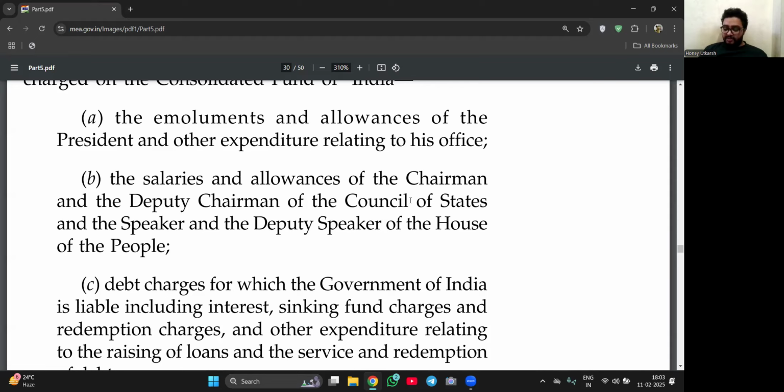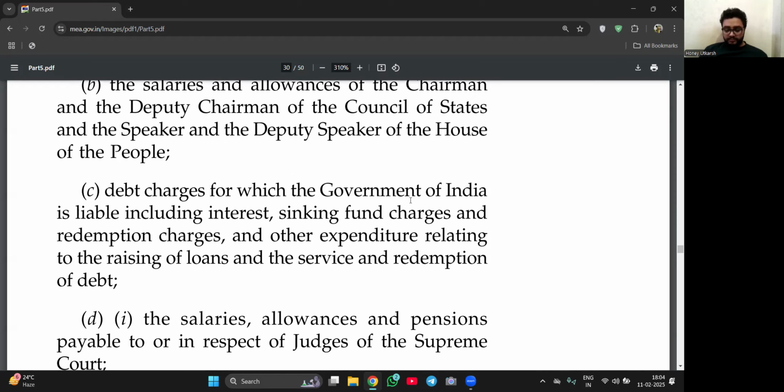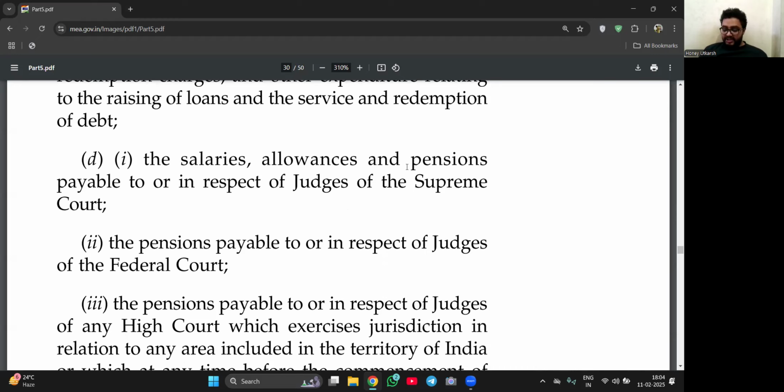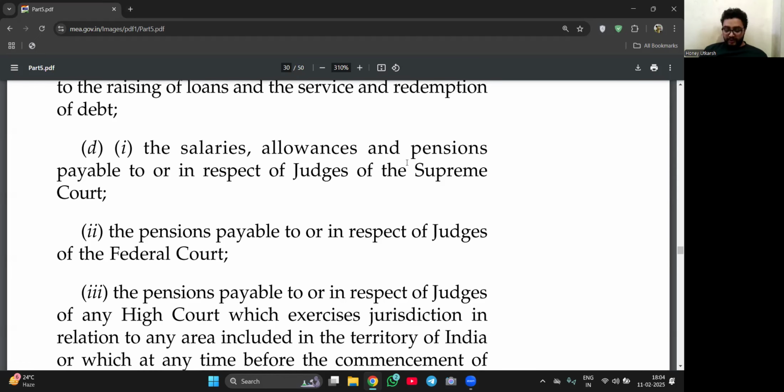Sixth, debt charges for which the Government of India is liable, including interest, sinking fund charges, and redemption charges, and other expenditures relating to the raising of loans and service and redemption of debt. Seventh, any sum required to satisfy any judgment, decree, or award of any court or tribunal. Eighth, any other expenditure declared by Parliament by law to be so charged. A sinking fund is a fund containing money set aside or saved to pay off a debt or a bond. A company that issues debt will need to pay the debt off in the future, and it helps to soften the hardship of a large outlay of revenue.